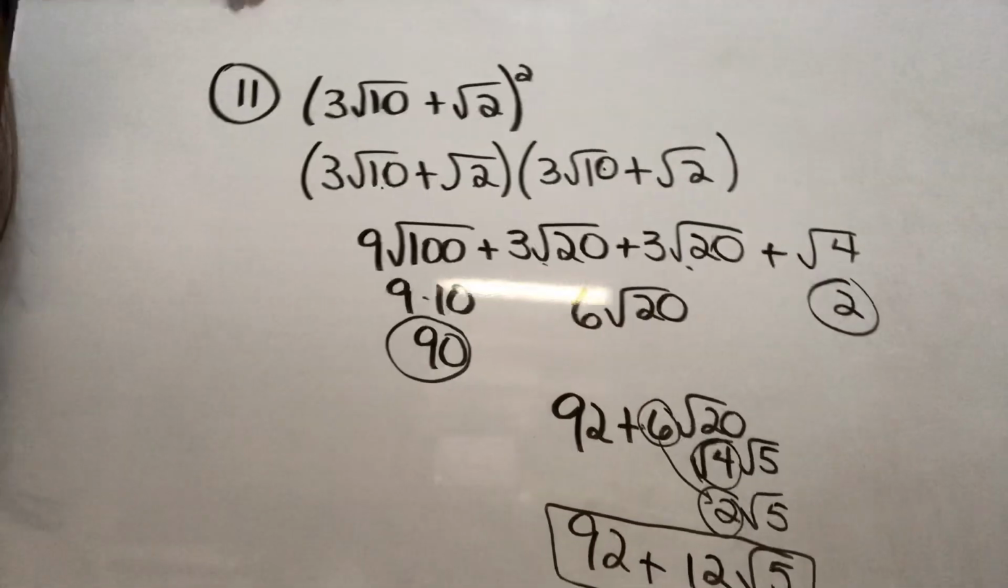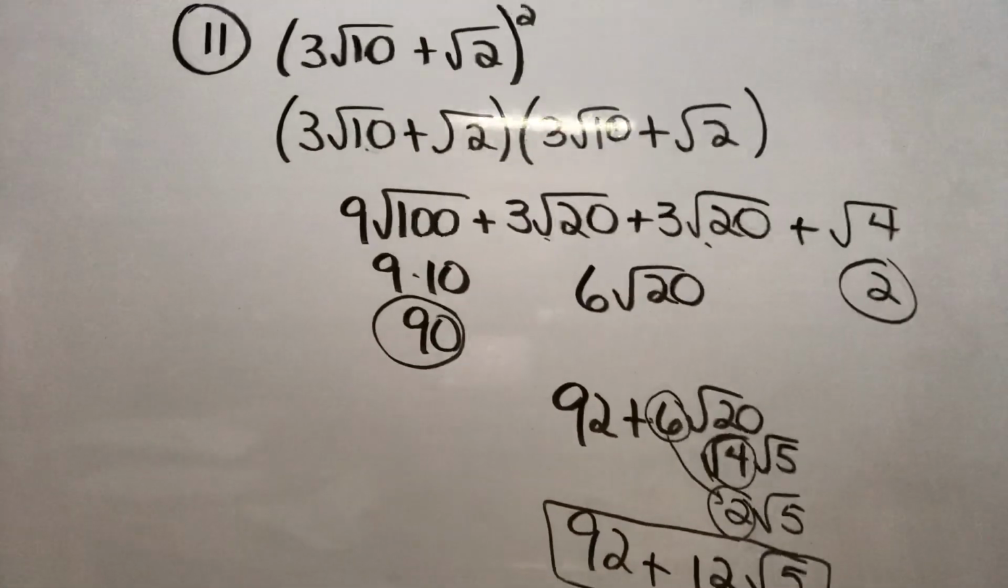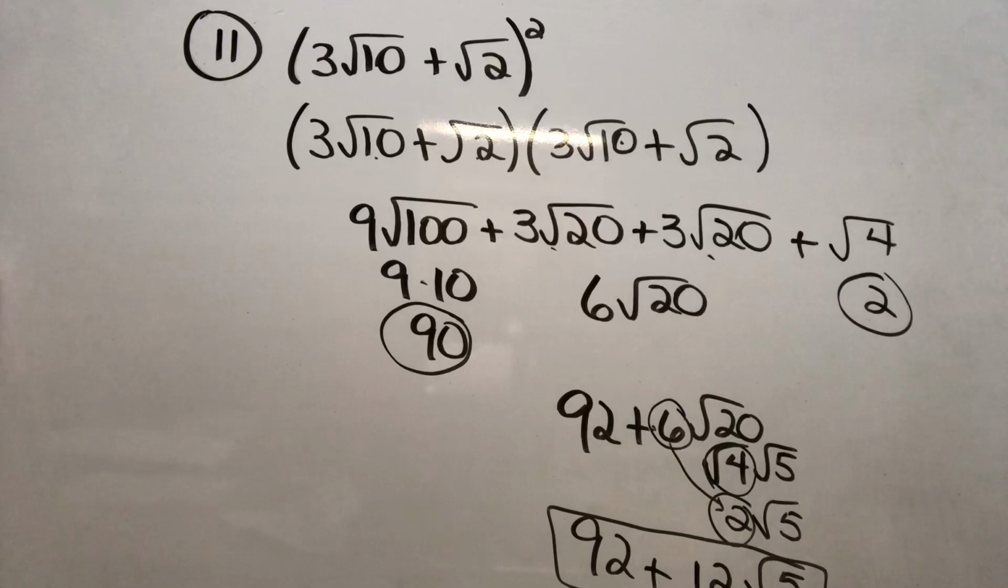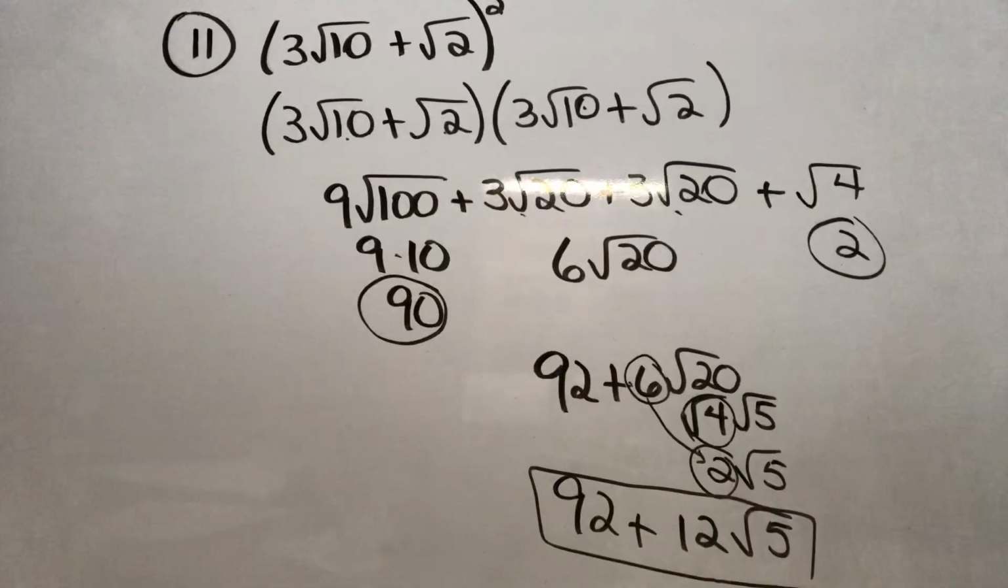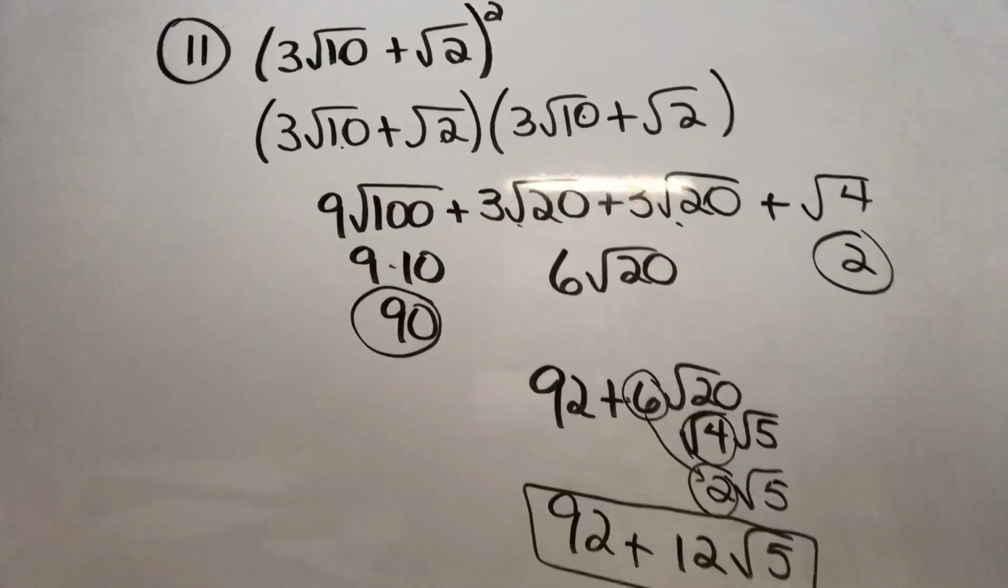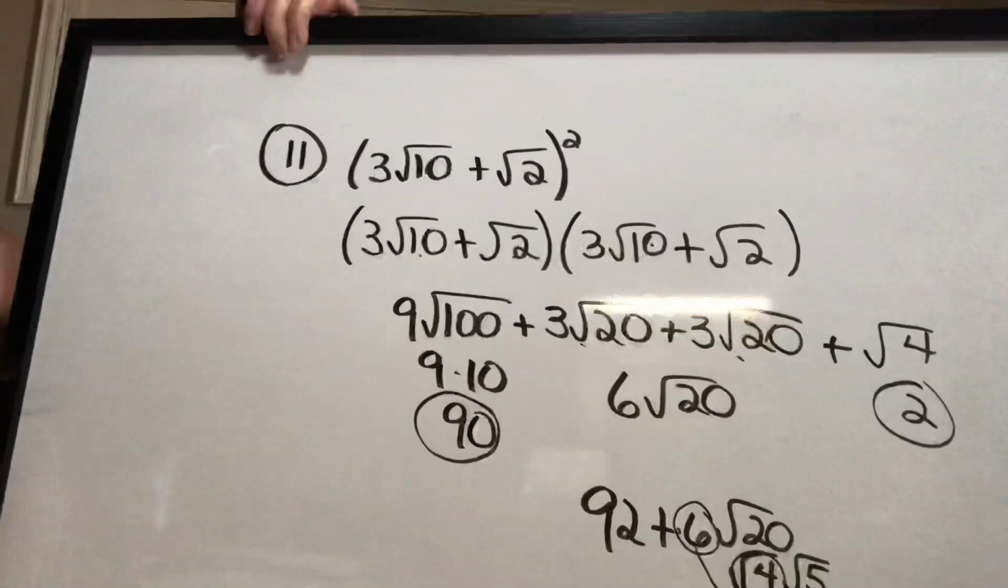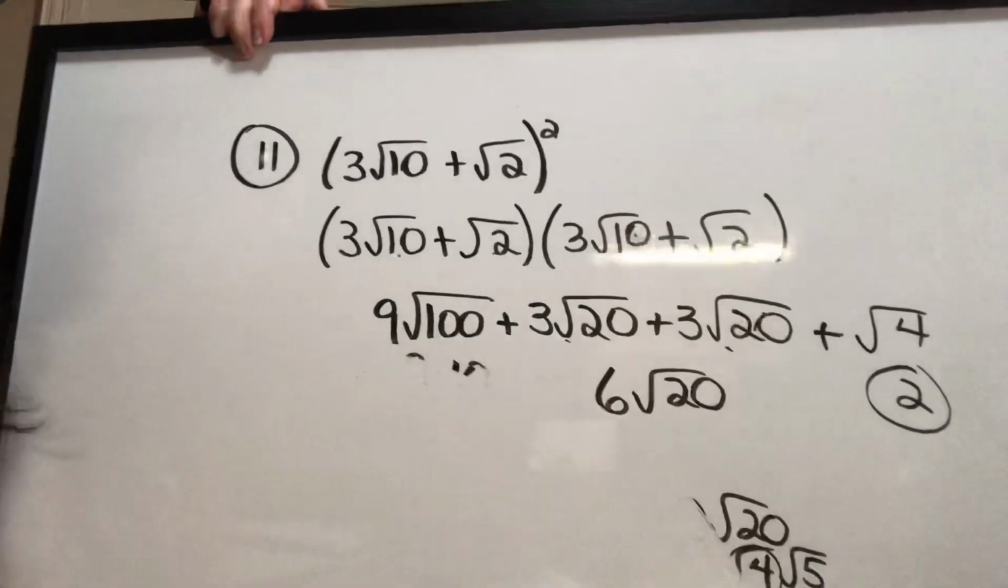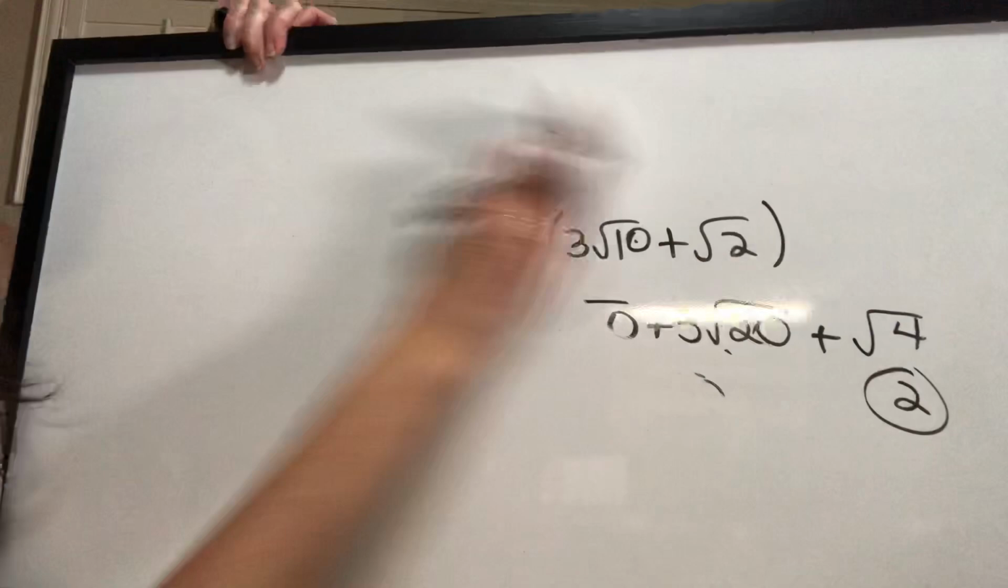Okay, so that one is a little more complicated, so please stop it and catch up if you didn't quite get all that. 92 plus 12 square root of 5. Okay, so that takes care of multiplication. So then you will see there are a couple of division problems. So that will be the next thing, and then we'll be done.